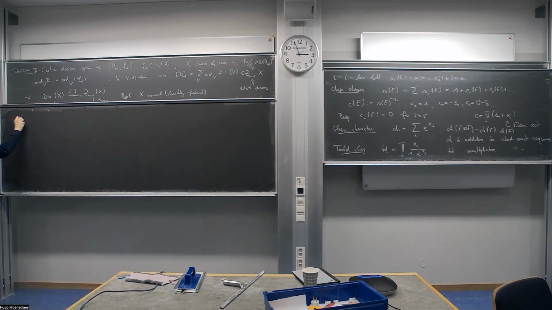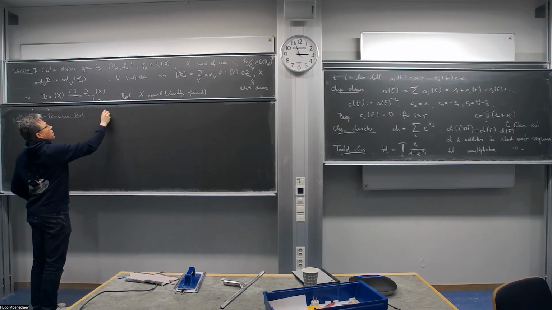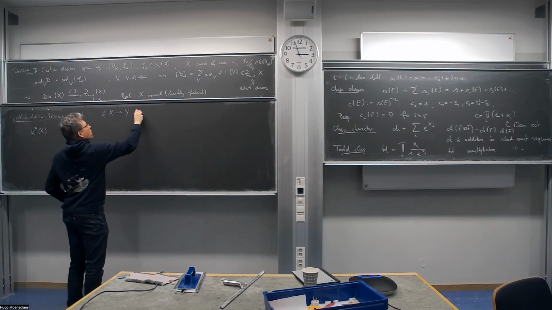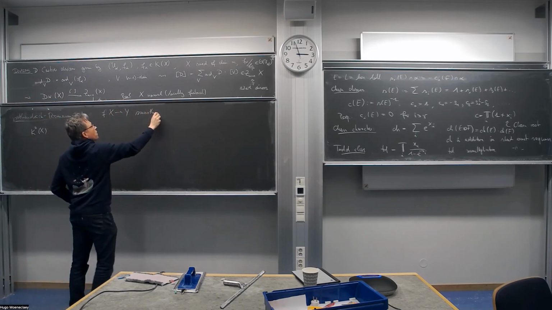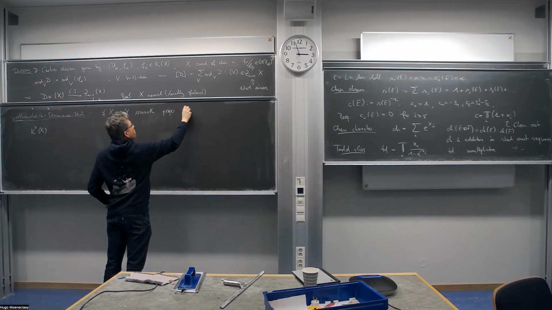and the generalization is Grothendieck-Riemann-Roch, which we can formulate now. So in this case, let's say X, Y are smooth, proper, between smooth varieties.